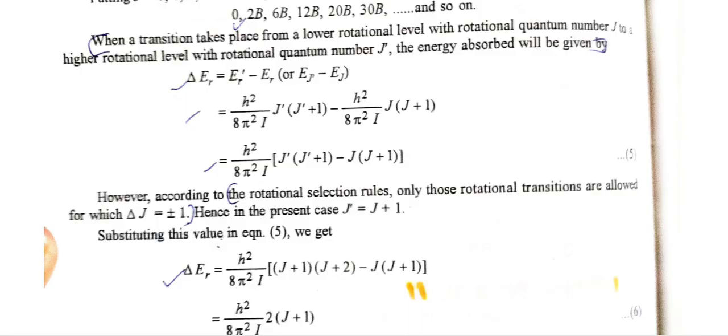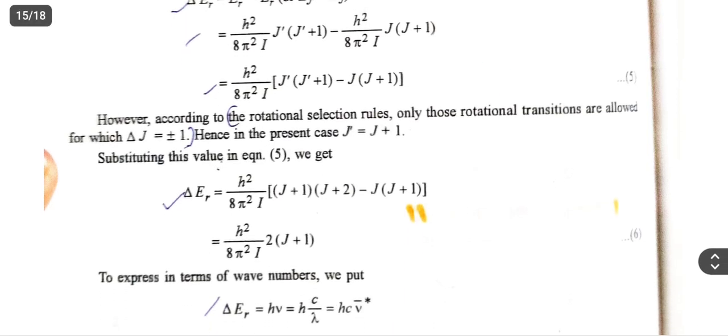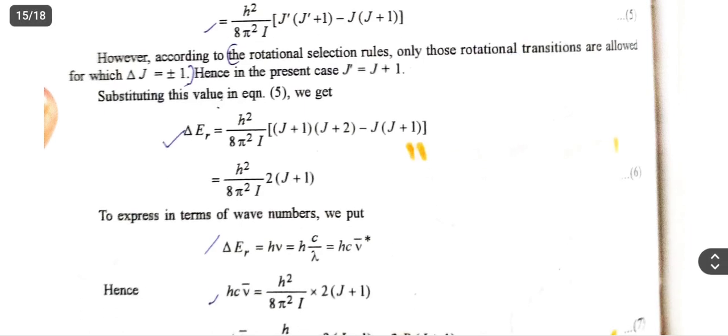However, according to the rotational selection rule, only those rotational transitions are allowed for which ΔJ is equal to ±1. Hence, in the present case, J' is equal to J+1. Substituting, ΔE_R = h²/8π²I [(J+1)(J+2) − J(J+1)] = h²/8π²I · 2(J+1).